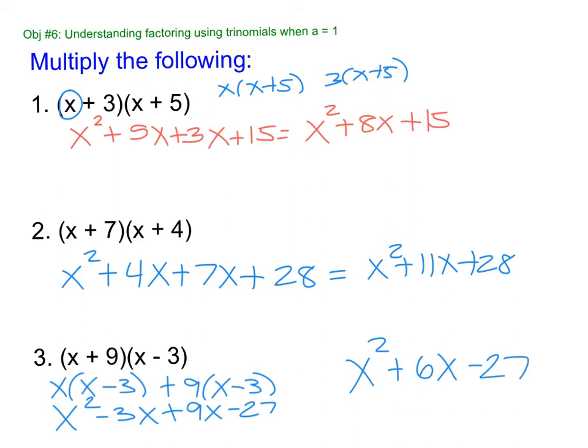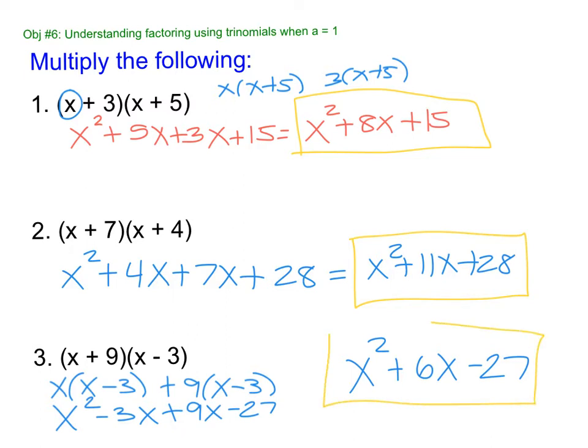So today what we're going to focus on is, instead of being given a distributing problem like this, I'm going to give you these trinomials, and I'm going to tell you I want you to factor them. So we're going to figure out, how can I go from x squared plus 11x plus 28 backwards and write it as two sets of parentheses multiplying, two binomials.